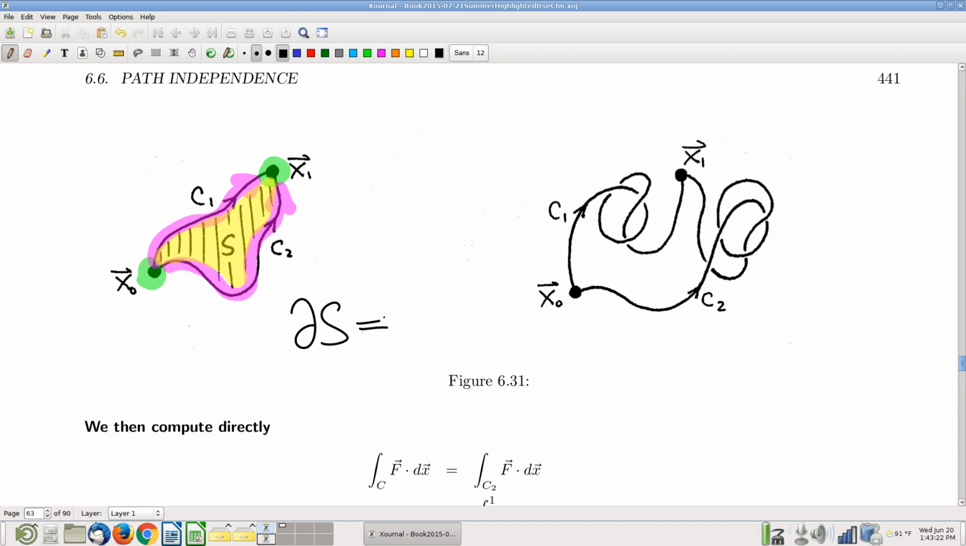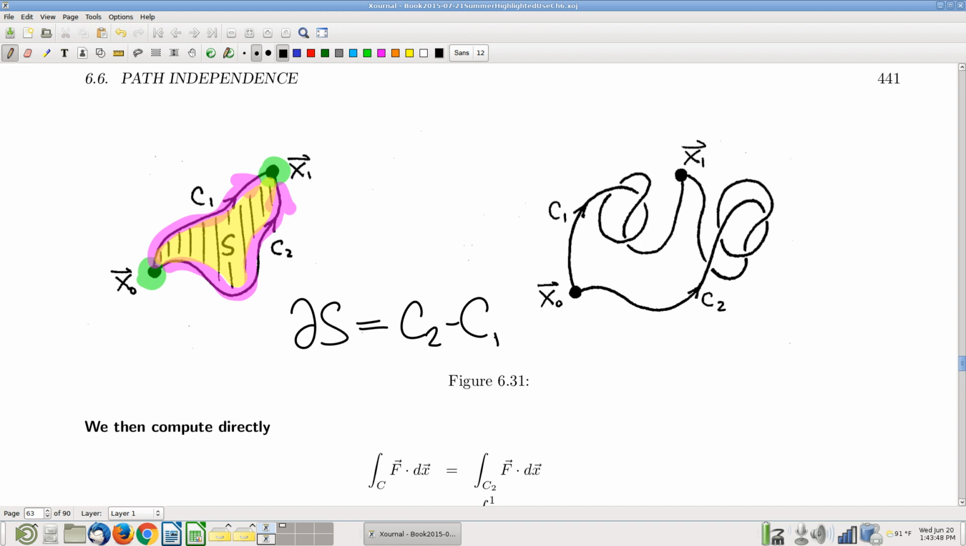Keep in mind the boundary going this way, the boundary going around like that, it's C2 minus C1. And that minus sign is unfortunate, but it's there. Right on board?